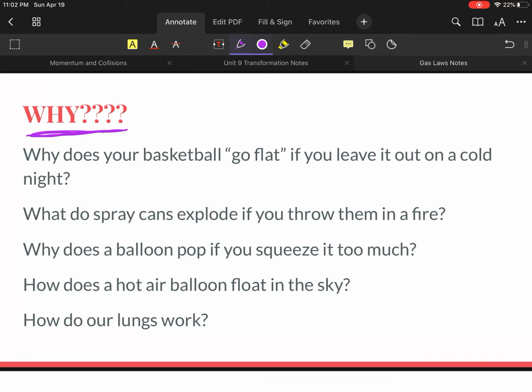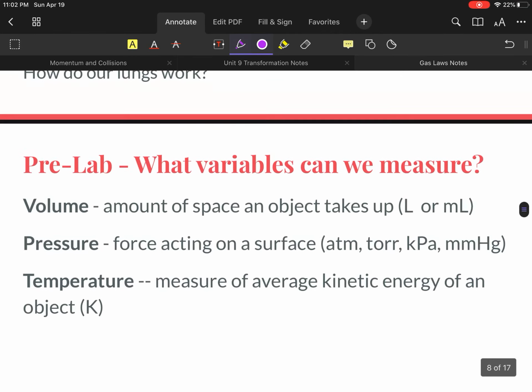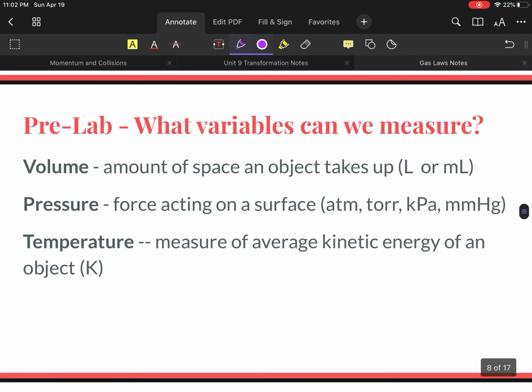Why do spray cans explode when you throw them in the fire? If I squeeze a balloon, why does it eventually pop? Some of these answers you probably know already, or you could at least guess, like, oh, I throw it in the fire, it explodes because it gets hot, right? So that's true. So you already have this introduction to these gas laws, even though you may not have known their names or really known what it was. So this is where your notes pick up.